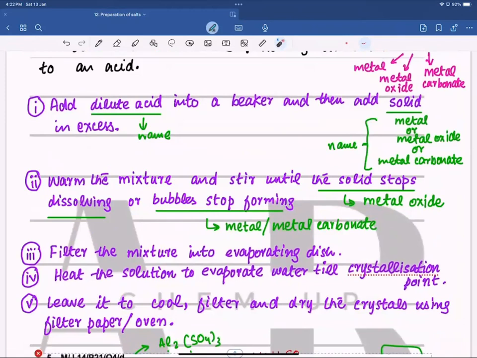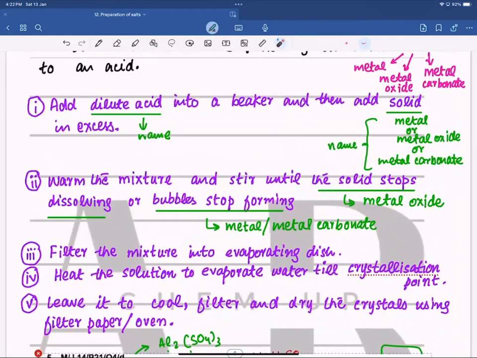First, add dilute sulfuric acid into a beaker and then add solid aluminium oxide in excess. We have to use the specific names of the substances we are taking. Warm the mixture and stir until the solid stops dissolving.